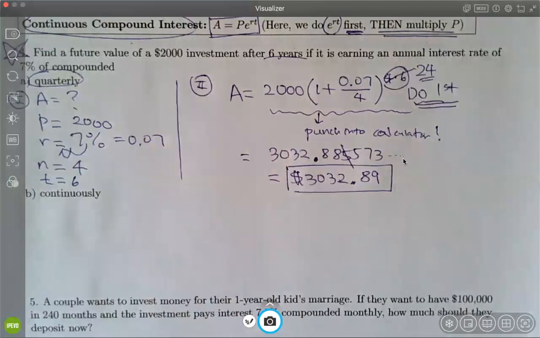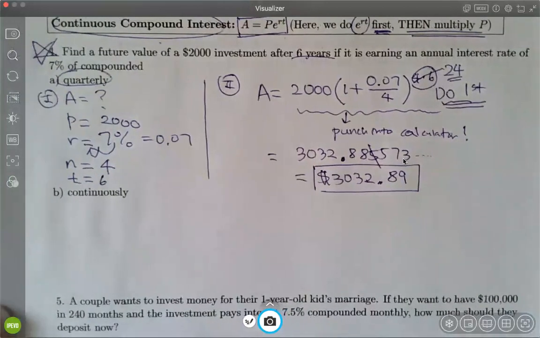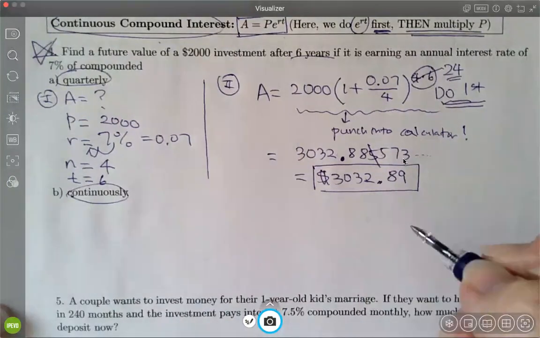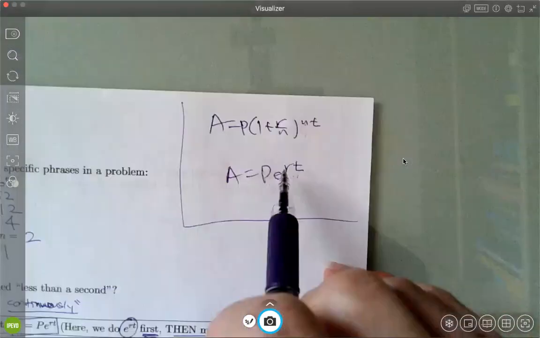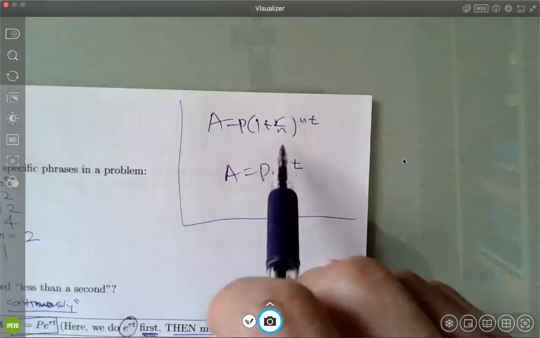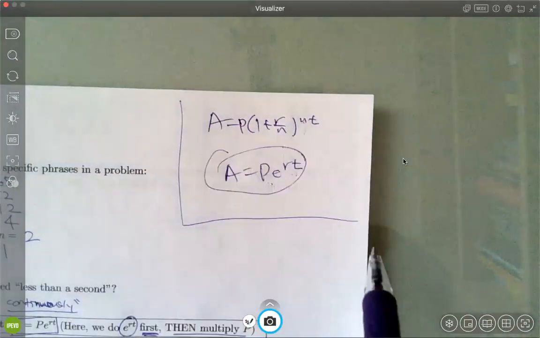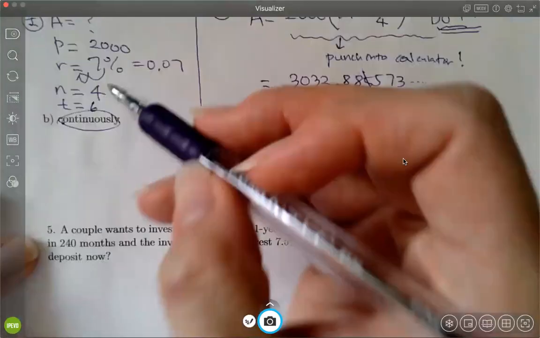Okay, so now continuously. Here comes the key word. What does that mean? The formula has to change. You cannot use that formula. You have to use this one. So what do you have here?